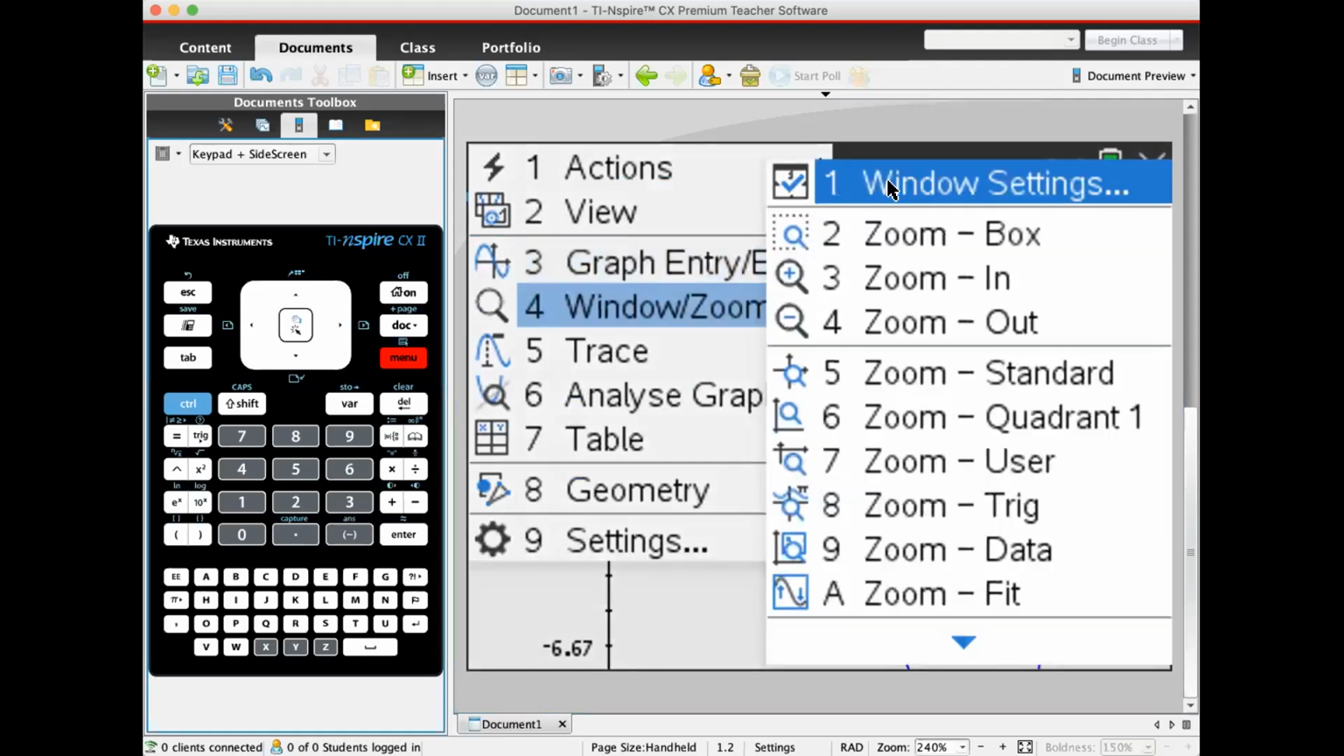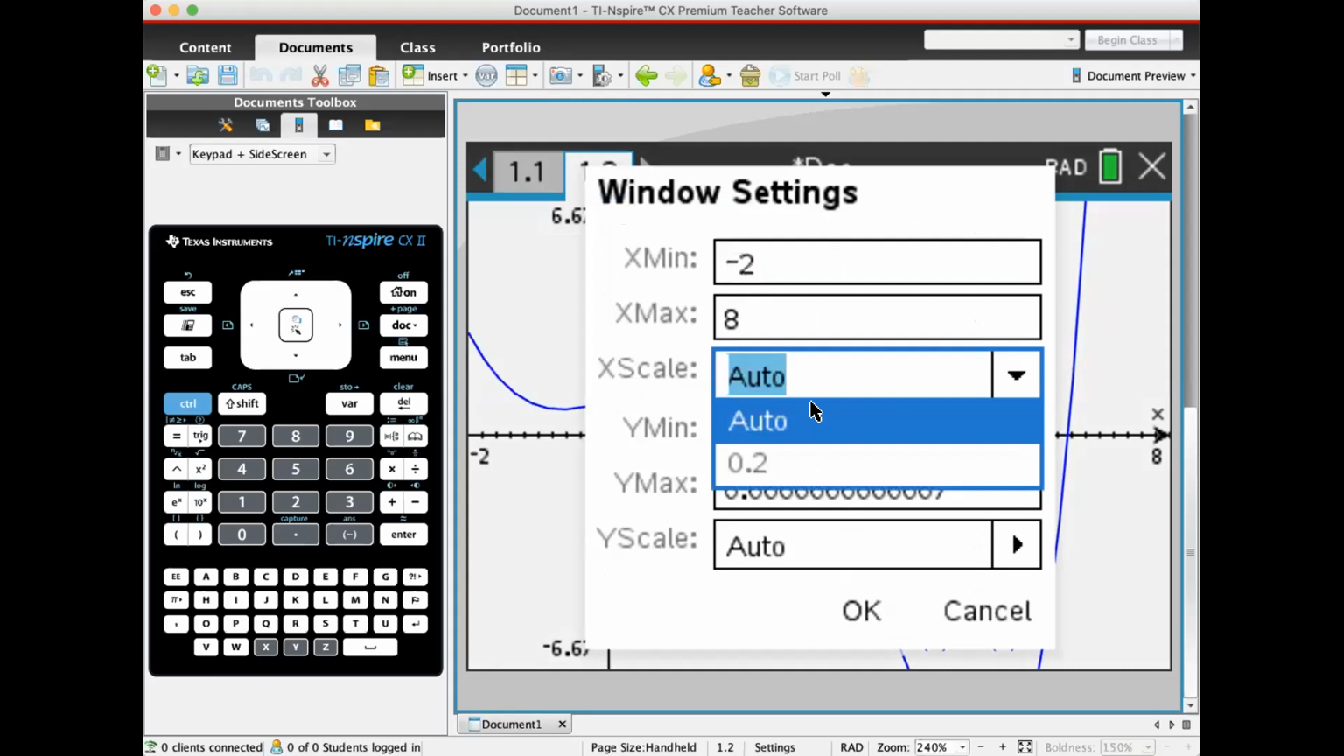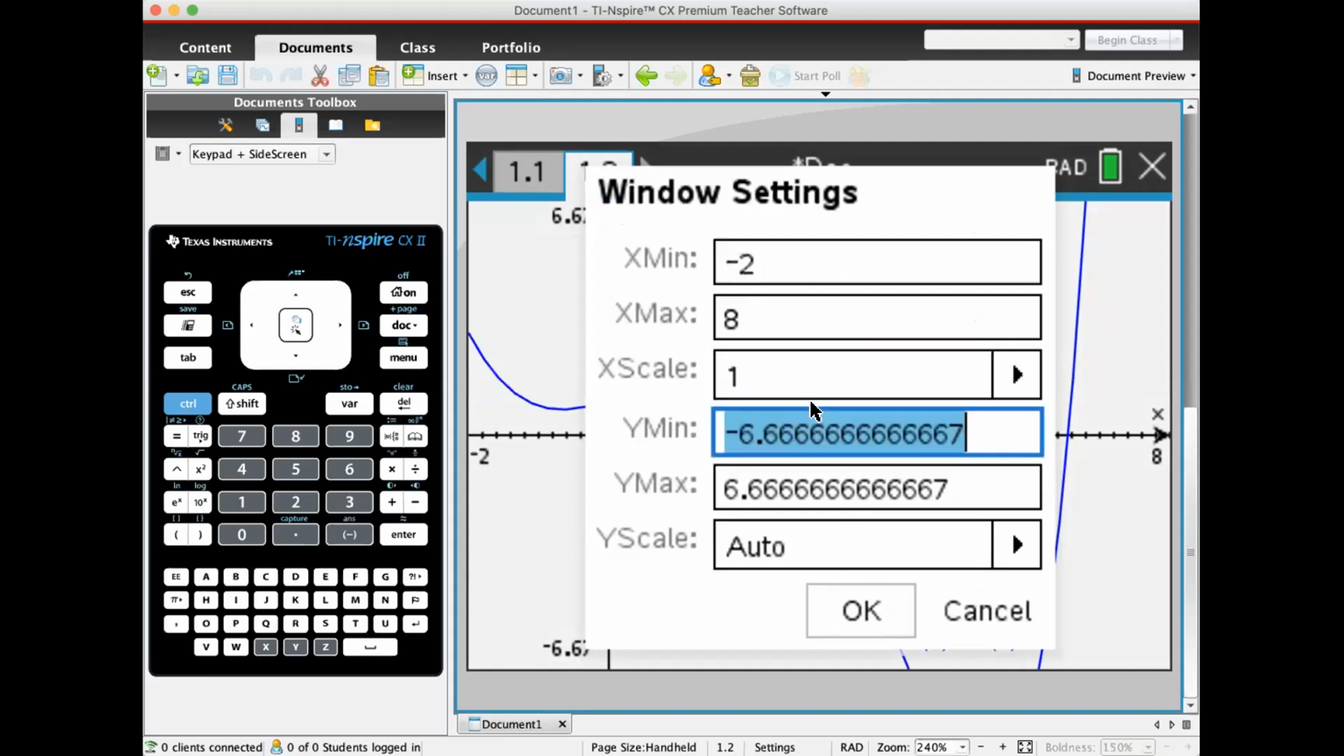The first option is window settings. You can go there, and there also you can make the changes. Here, even if you want, you can make changes to the scale, and you can say you want it for every 1 unit, and you can hit tab, and go there and say negative.